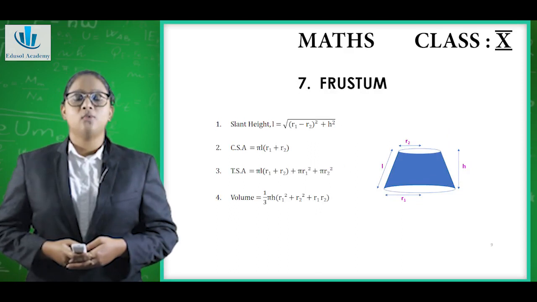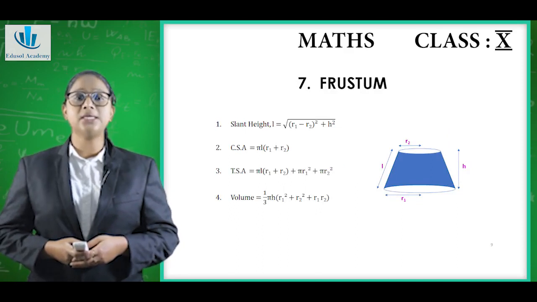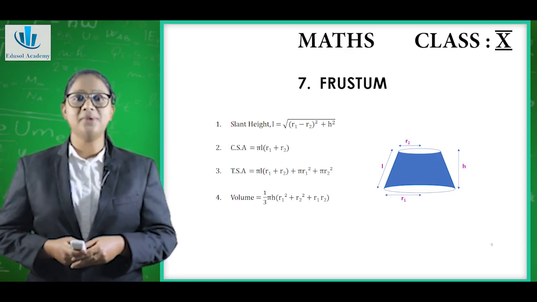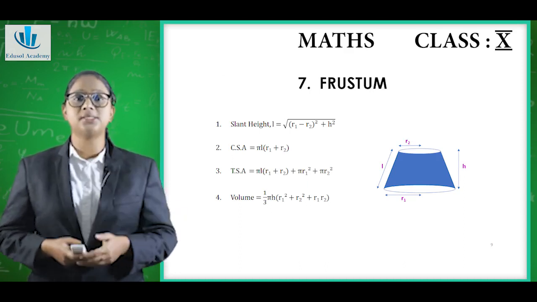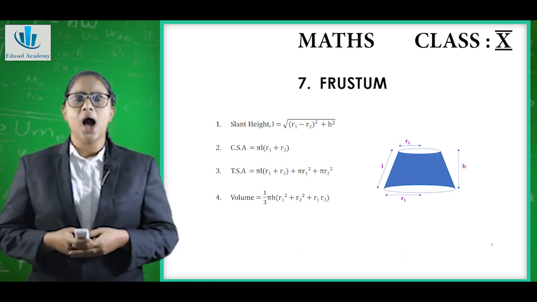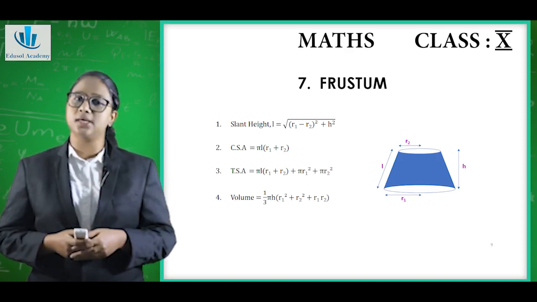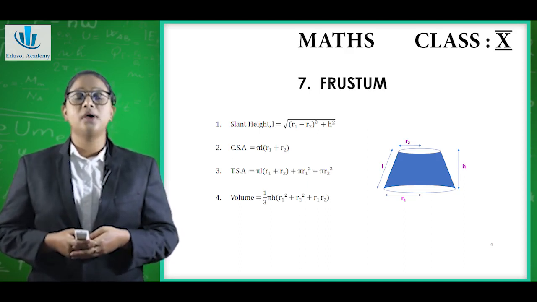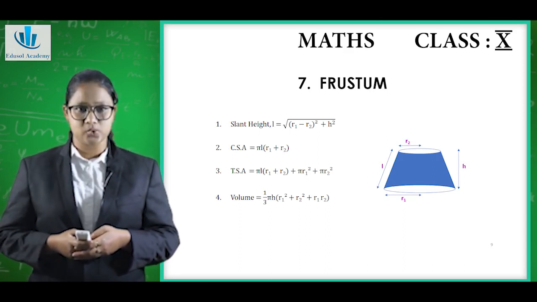Now we shall move to the new topic, frustum. A frustum is made by cutting a small cone out of a bigger cone. Similar to a cone, a frustum will have a slant height L and a height H. But unlike a cone, a frustum will have two circular bases of different radii. Let's say R1 is the radius of the bigger circle and R2 is the radius of the smaller circle. Then the slant height of the frustum is given by the equation square root of R1 minus R2 the whole square plus H square.